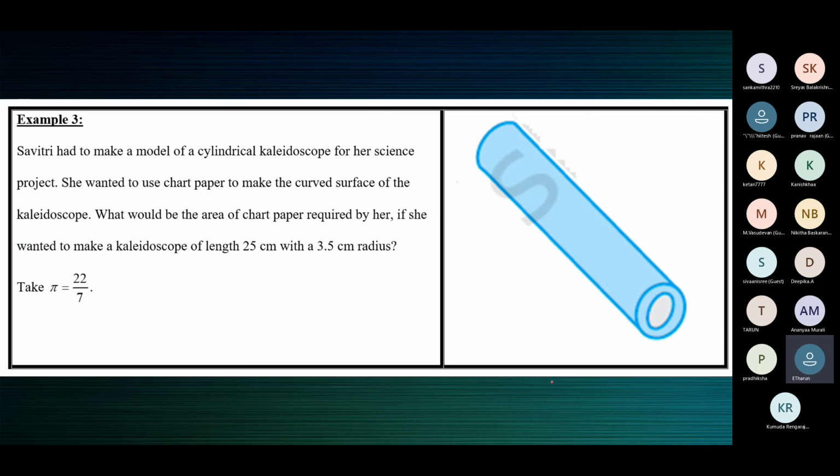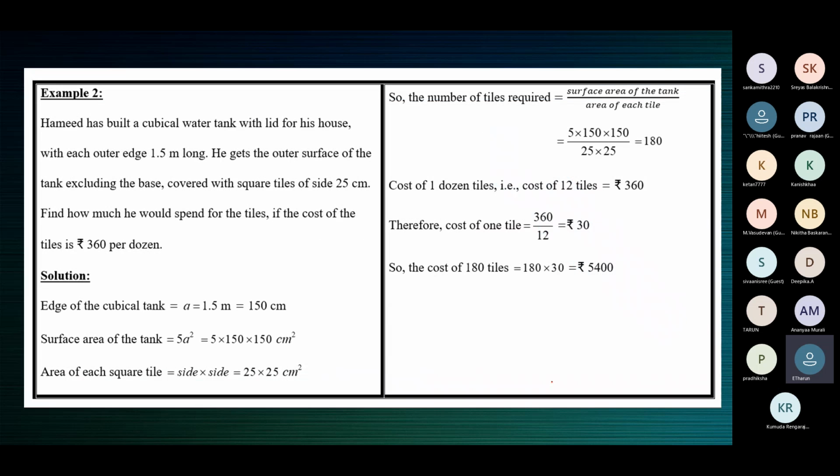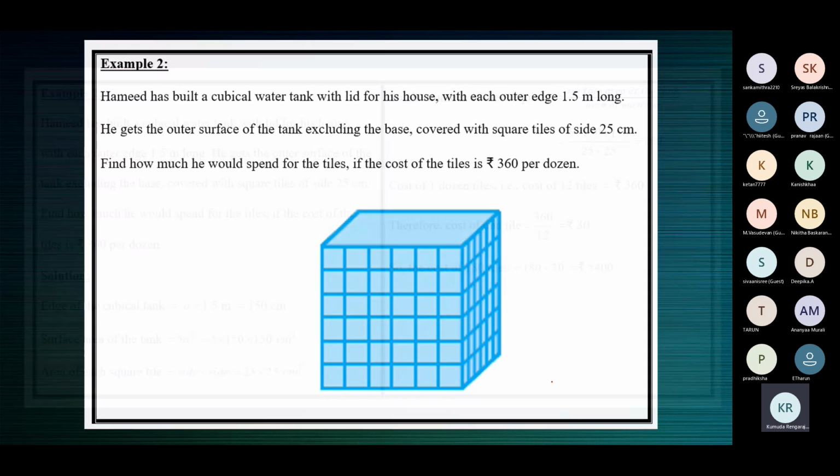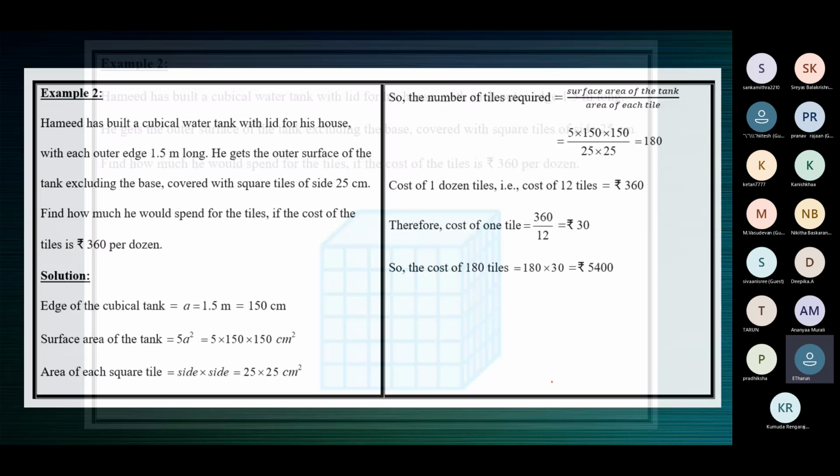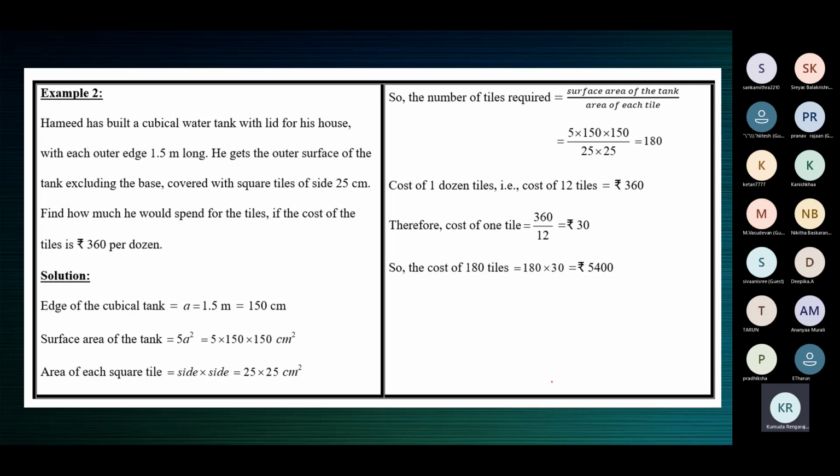Ma'am, 1 minute. Show the third one, ma'am. Third one, which one? Second one question. It's here only. You can see it on the same slide. Yes, ma'am, now I can see.